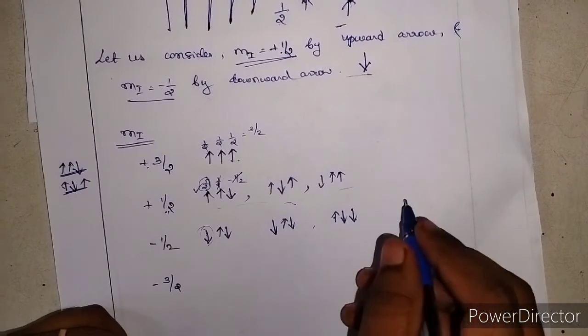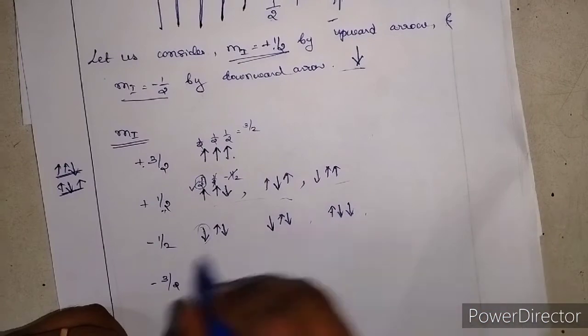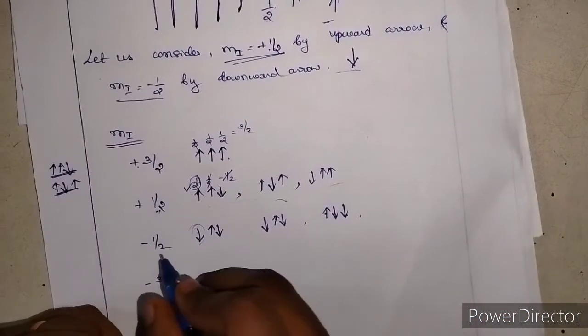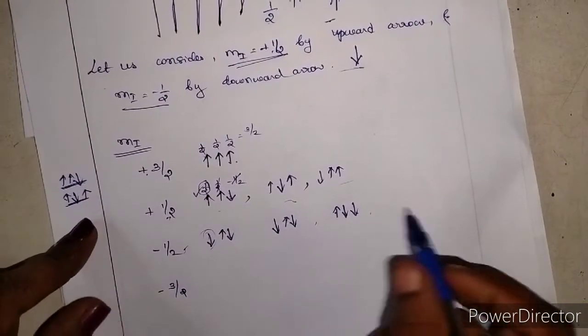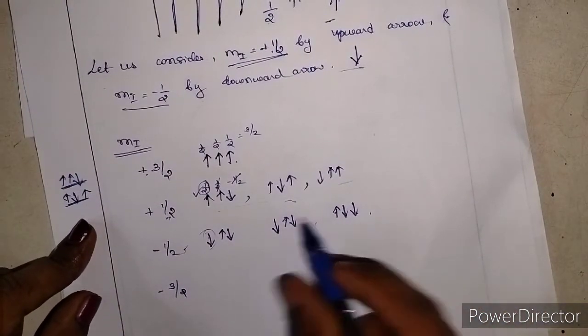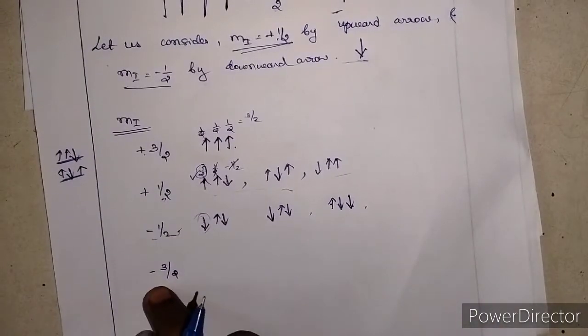Now check, do you have any other arrangement? Just arranging the 3 arrows, you should be able to get that mI value. I don't think you will get other arrangements for minus 1 by 2. I stop here. Next, for minus 3 by 2.